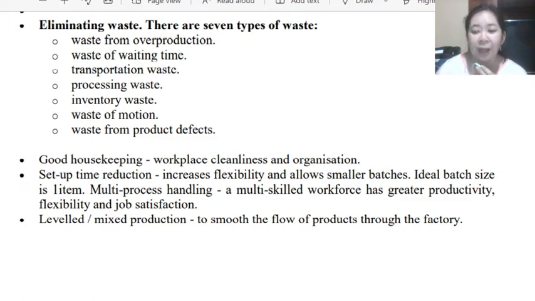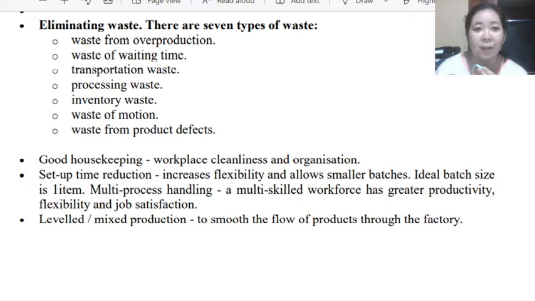So meaning the main aim here is to reduce the setup time, okay, in order for the entity to eliminate waste of time, or non-value adding activity. And to do that, they should have flexibility, and they can also use smaller batches to set up, okay, easily in a short period of time.